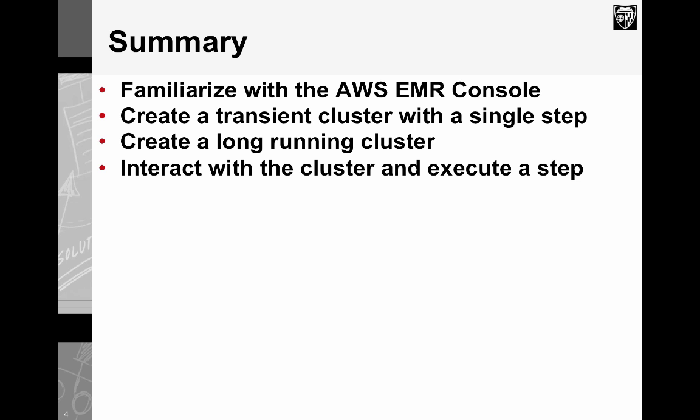Okay, so as part of this section, we familiarized ourselves with the AWS EMR console. We created a transient cluster with a single step. The cluster came up, did its work, and then the cluster shut down. And then we also created a long-running cluster where we were able to interact with the cluster. We were able to create a job, and that job failed, and then we created the job again with the appropriate parameters, and then the job worked. You can keep working with the cluster like that, and then once you're done, you can terminate the cluster.